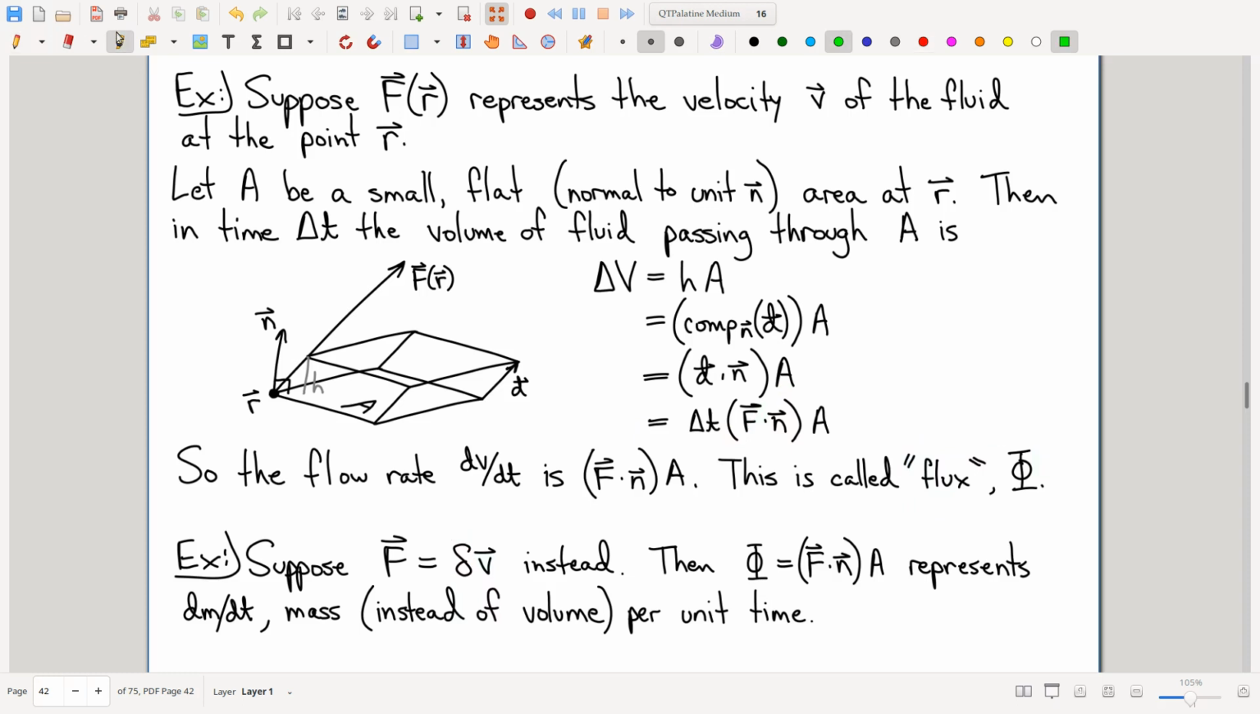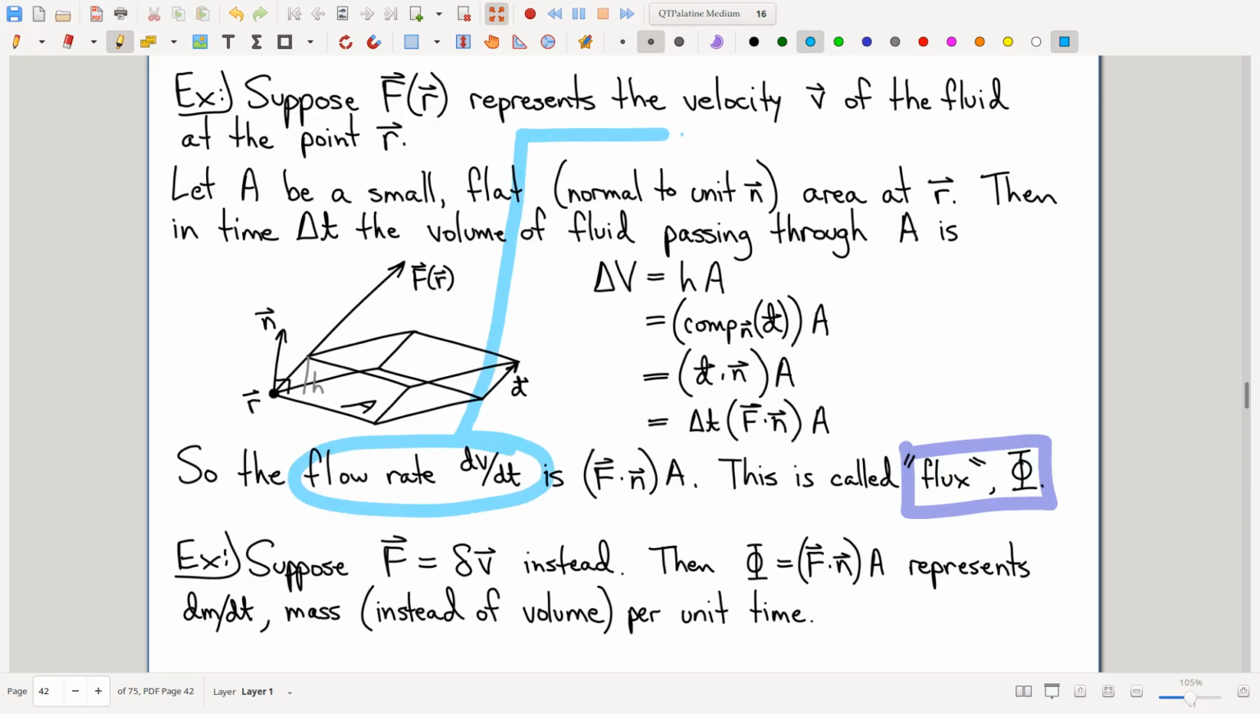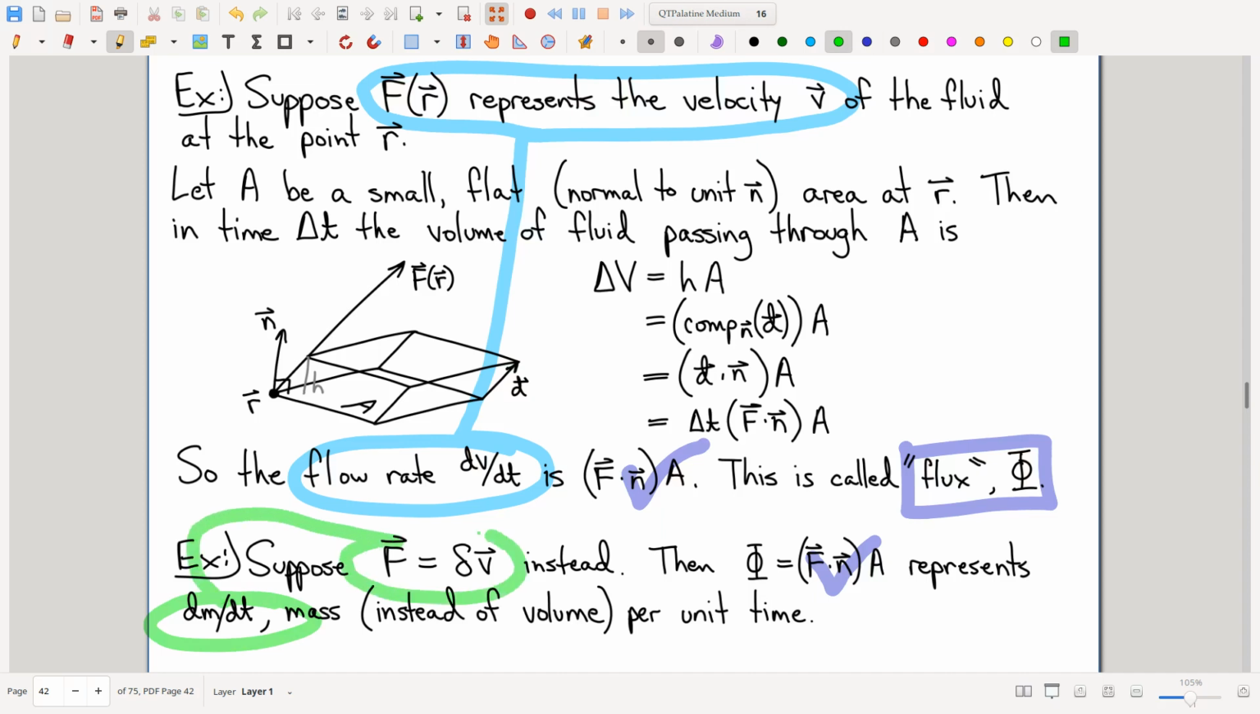So before I go on to the next thing, let me just again talk about how important flux is. Now we've seen two different applications of this. Flux, on the one hand, will tell you volume per unit time, that is, if the vector field represents velocity. Flux, the same formula, will also compute instead mass per unit time, that is, if your vector field is density times velocity. So it'll answer either one of these questions. Just set up your field appropriately. Flux gives you the answer you want.